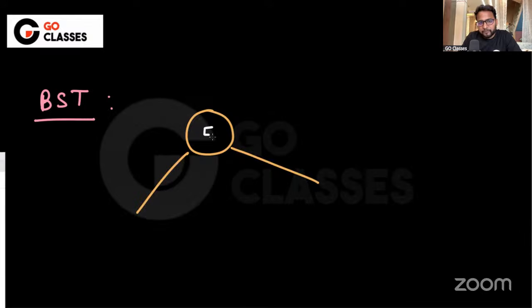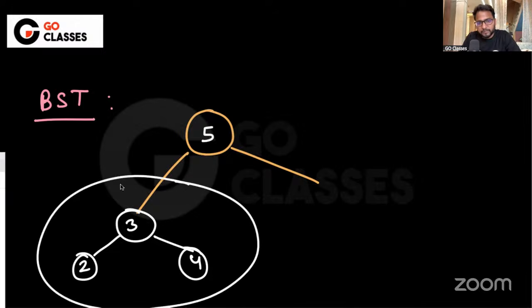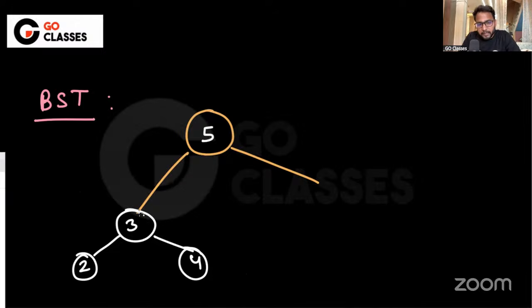What is that rule? You might already know that, let's suppose there is some value here, let's suppose 5. Then on the left of this, you can write only lesser than or equal to 5. So you can have numbers like 3, and then you can have 2 here, then you can have 4 here. I mean 4 must be lesser than 5. So basically all the numbers here must be lesser than 5. And if you're writing 3 here, then all the numbers here must be lesser than 3, and all the numbers here must be greater than 3.